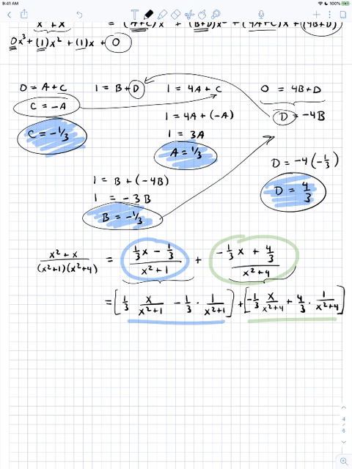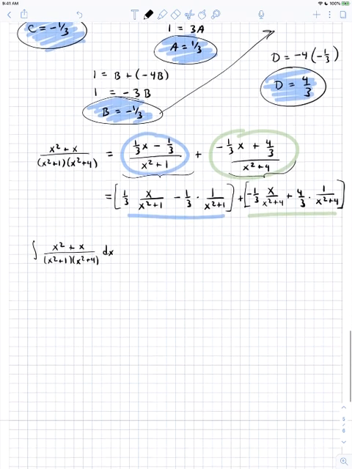Okay, so let's do this now. Let's integrate. So the integral of x squared plus x over x squared plus 1 times x squared plus 4 dx is going to be the integral of all of that, but let's do each one individually.